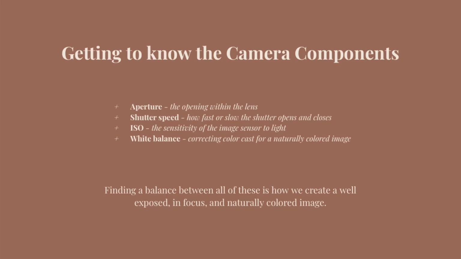Let's start with the basics. This is going to be very basic for some of you, but maybe brand new for others. And I have to acknowledge that I'm speaking to a wide range of experience levels, so we're going to cover it all. These are the main components of your camera. It comes down to aperture, which is the opening of the lens, the shutter speed, which is how fast or slow the shutter opens and closes, ISO, which is the sensitivity of the image sensor to light, and white balance, which is correcting color cast for a naturally colored image. So finding a balance between all of these is how we create a well-exposed, in focus, and naturally colored image.